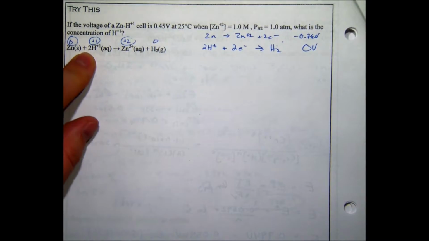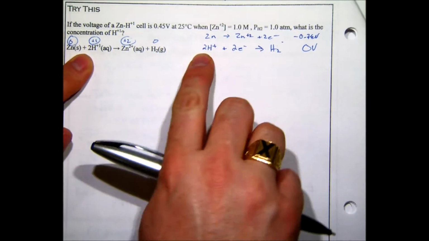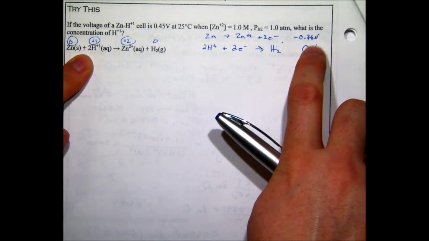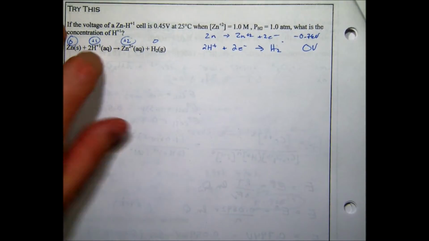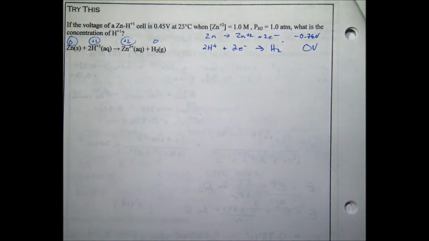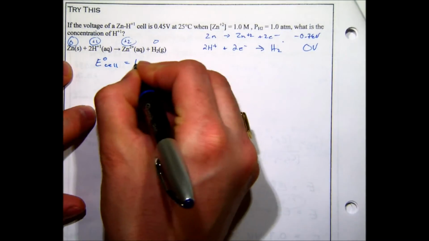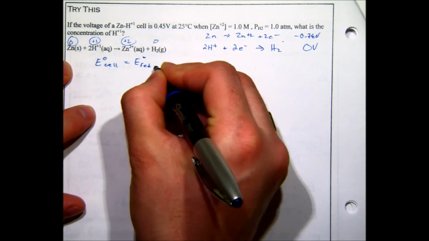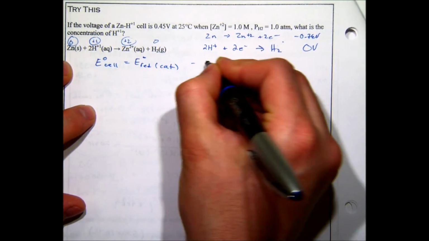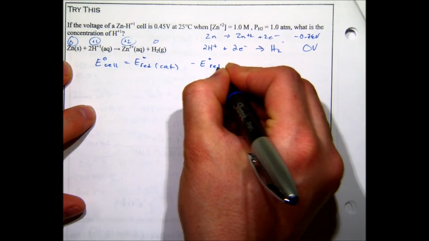break it into the half reactions, I have oxidation and reduction. These are still the reduction potentials, even though this is written as an oxidation. I don't bother changing that. The equation takes care of that for me. So Ecell is equal to the reduction potential at the cathode minus the reduction potential at the anode.